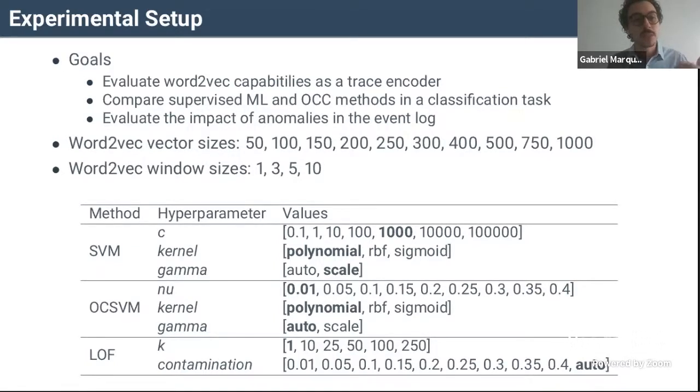For these experiments, we have tested several vector and window sizes for word2vec. And also, we have applied the SVM, representing the supervised machine learning technique, and one-class SVM and LOF, representing one-class classification algorithms. And let me note that we also performed hyperparameter tuning in order to obtain the best results out of all these three algorithms.